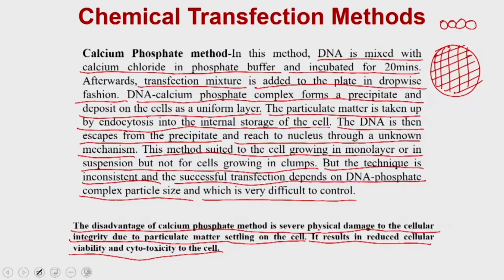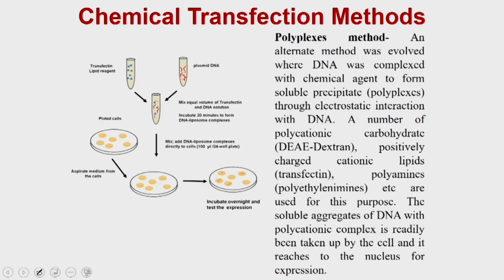The other method is called the polyplexes method. In the polyplexes method, what you do is you make the DNA complex with a chemical agent to form a soluble precipitate, or the polyplexes. This method is different from the calcium phosphate method, because in the calcium phosphate method the aggregating agent, like calcium chloride and the phosphate buffer, is non-specific in nature. That is why you cannot control the size of those aggregates, and that is why you need optimization in the case of the calcium phosphate method.